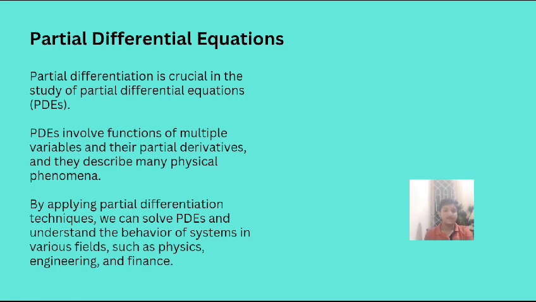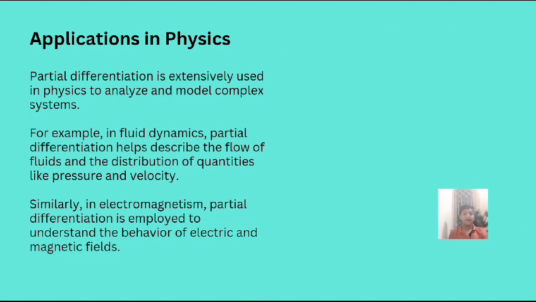Partial differential equations. Partial differentiation is crucial in the study of partial differential equations. PDEs involve functions of multiple variables and their partial derivatives, and they describe many physical phenomena. By applying partial differentiation techniques, we can solve PDEs and understand the behavior of systems in various fields such as physics, engineering, and finance.